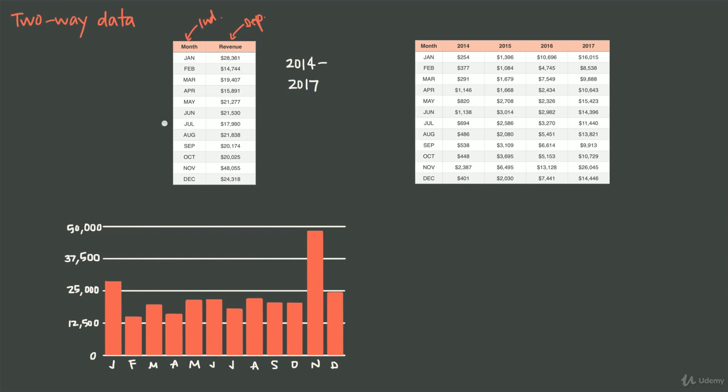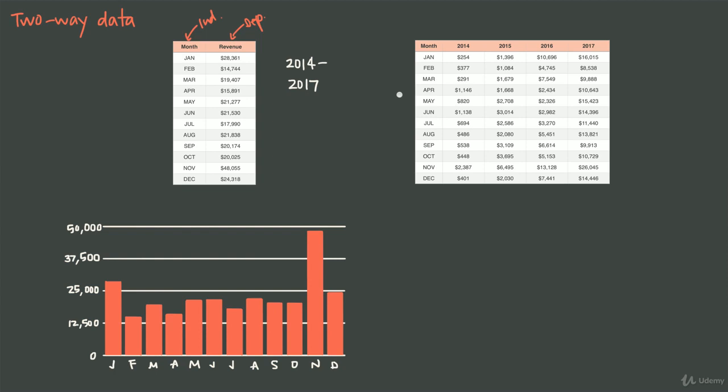You only need to answer one question in order to figure out which value of the dependent variable you're interested in. But with two-way data, you need to answer two questions. So in the body of the chart here, we have revenue. And if I ask you, how much revenue did we make? You now have to ask me two questions, which is why it's called two-way data instead of one-way data.